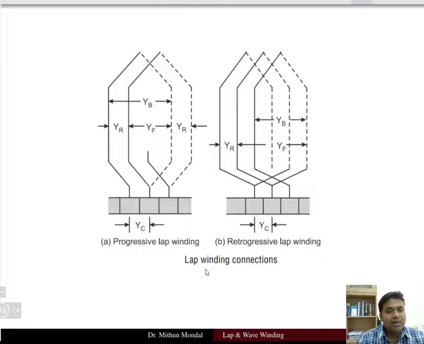Now the lap winding connection can be either progressive lap winding or retrogressive lap winding. If it is coming back, then it is known as retrogressive. If it is going forward, then it is known as progressive lap winding.